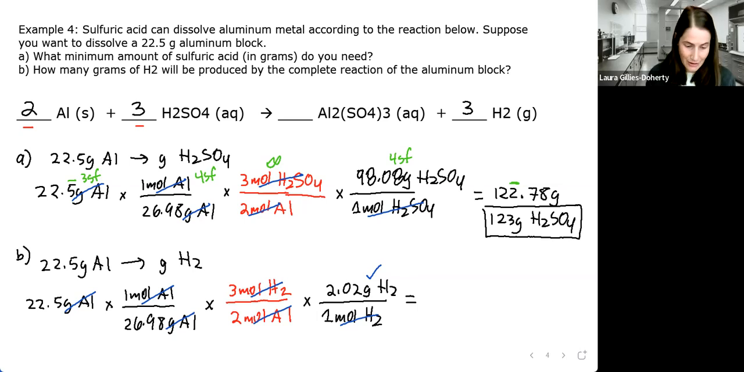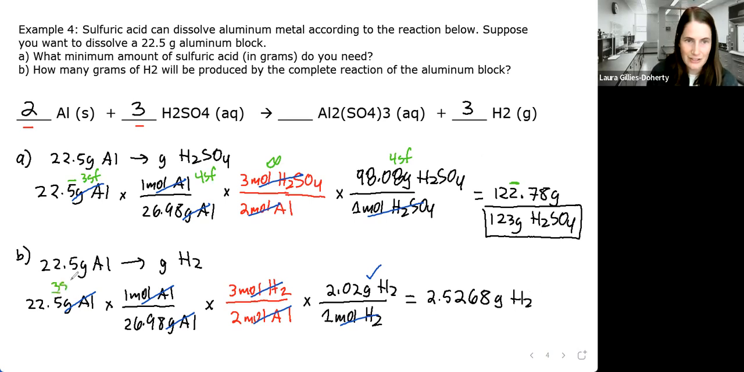You should be plugging in at home as well to make sure we get the same answer. And I got 2.5268 grams of hydrogen gas. And of course, we got to go back and check our sig figs.